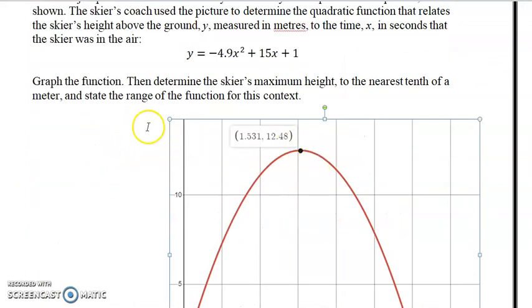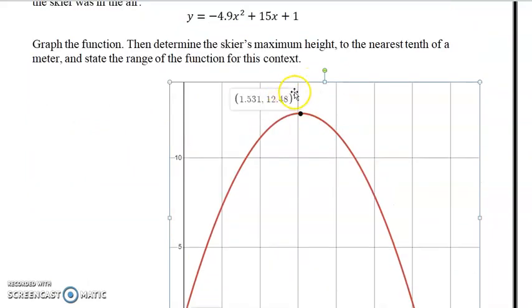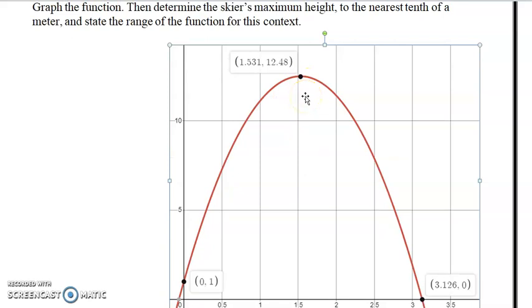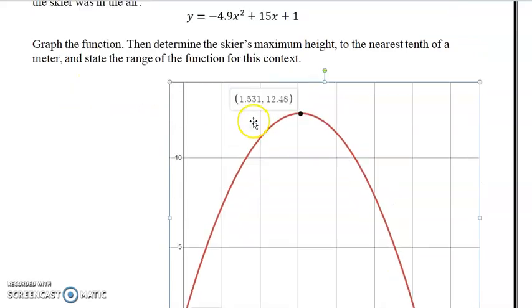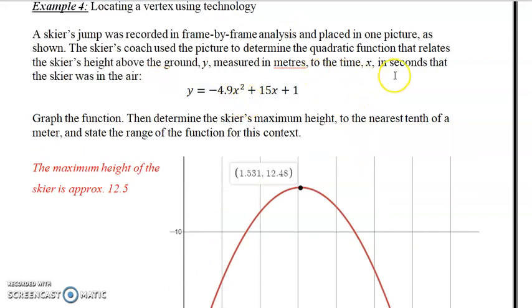So graph the function. We did that. Sketch, remember, some key points. Then determine the skier's maximum height to the nearest tenth of a meter. And we did that. That's the 12.5. So we can just say the maximum height, and it's to the tenth of a meter, so that's one place after the decimal. So the maximum height of the skier is approximately 12.5, and it was in feet or meters? Meters. It's quite high.